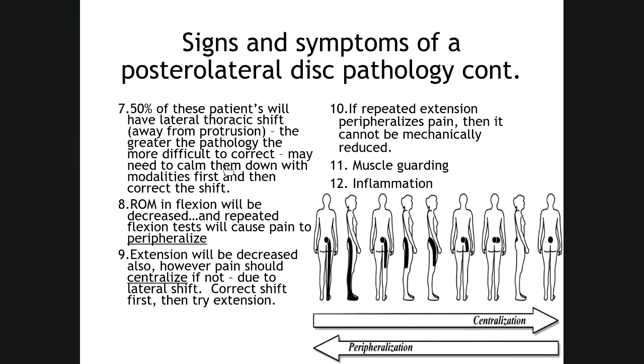So what is important to correct first before we work on any type of strengthening or stabilization? From what I said. So let's say I have a right L4, L5 posterior lateral disc herniation. Where am I going to be shifting to? What side am I going to be shifting to?